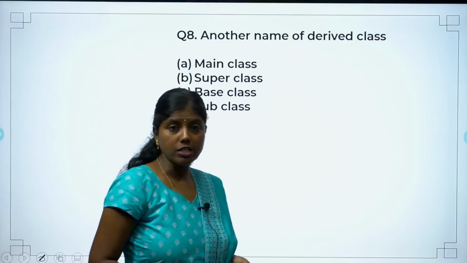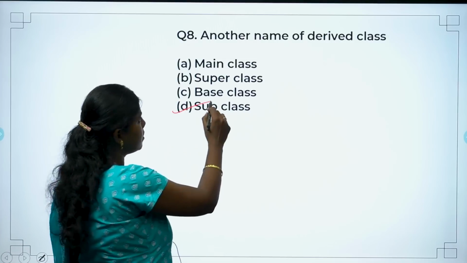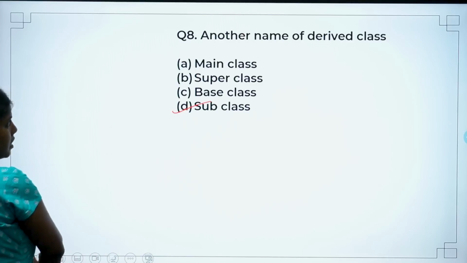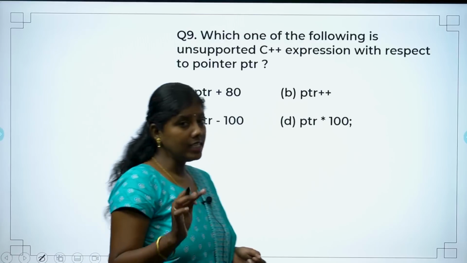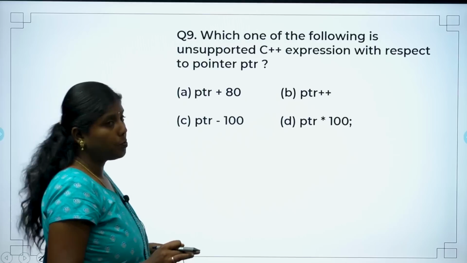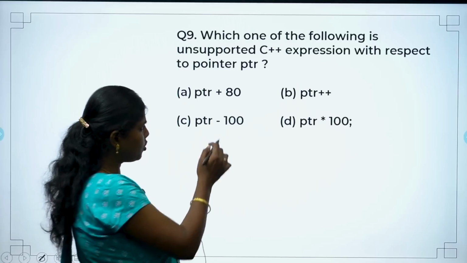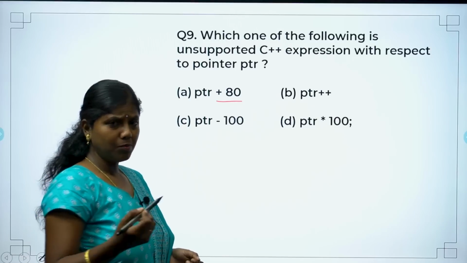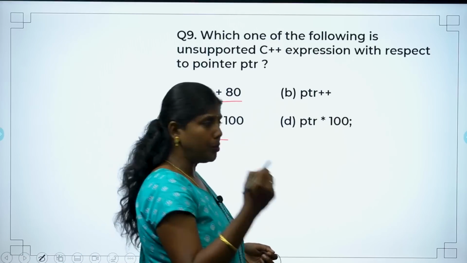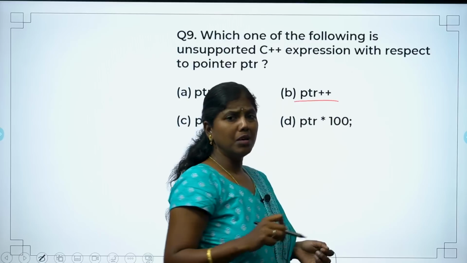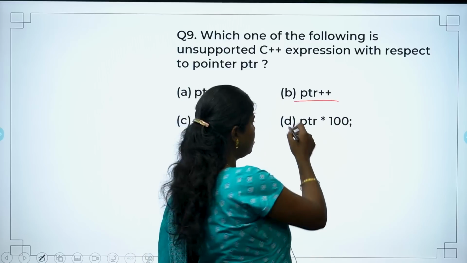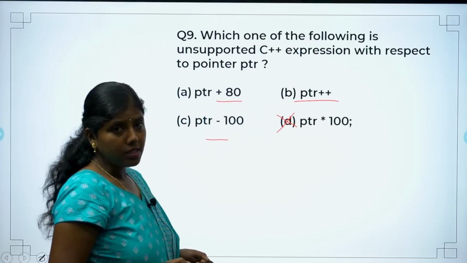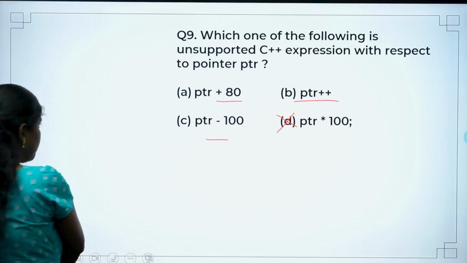Another name for derived class is subclass, and the rest of them are basic classes only. Which one of the following is an unsupported C++ expression with respect to the pointer? PTR. You can add a value to the pointer, you can subtract a value from the pointer, and you can increment a pointer. This is also allowed, but you cannot multiply a pointer with some value. So this is not accepted.